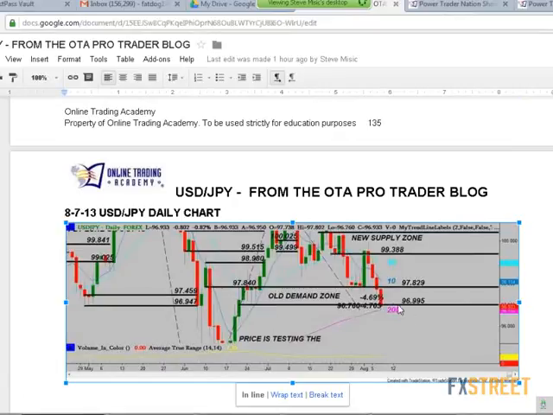So if there are no more buy orders here, then of course price is going to fall. And because it is coming down to a 200-day moving average, there's a chance that there might be some big institutions that are looking to buy on the test of the 200 moving average. So we'll see what happens.